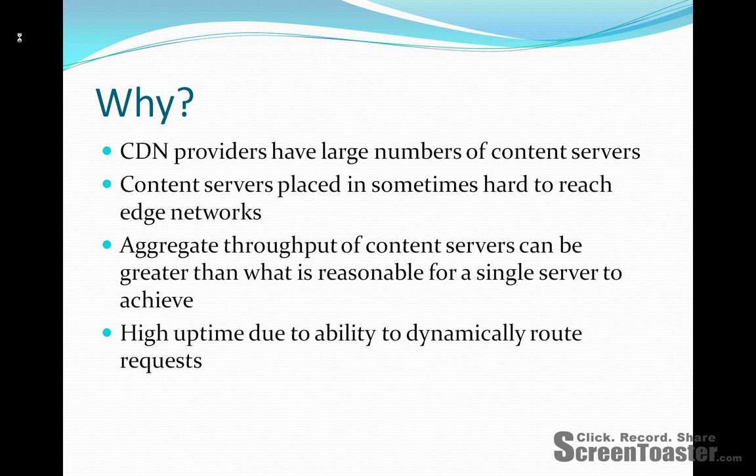So yeah, the content servers are sometimes in very hard to reach edge networks. They can be in many, many ISPs really close to the end users. And the aggregate throughput of the CDN can be much, much larger than what the customer using the CDN provider could possibly hope to get through a single server. Also, due to the distribution of their servers, they can have very high uptime. If one server goes down, a user can be routed dynamically to another system.